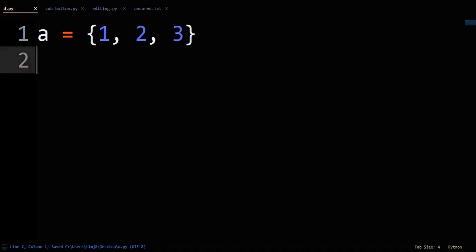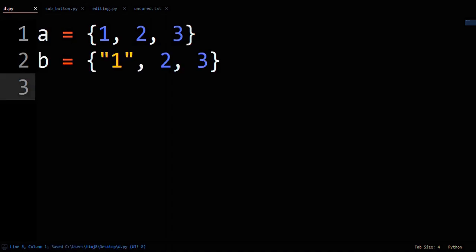Something like set A, holding 1 through 3, is fine and dandy, no problem. Sets can also hold mixed types, so set B equals string 1, and then number 1 and 2 is also fine. What isn't fine is something like set C equals 1, 1, 2, 2. Sets are big containers that can't hold any duplicates.